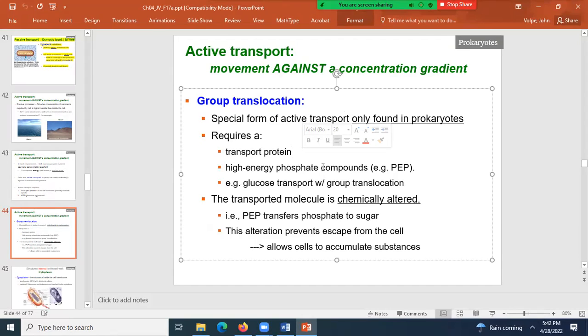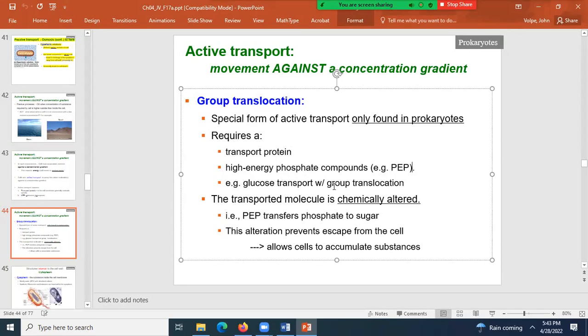concentration gradient, but that energy usually comes from a high energy phosphate compound like PEP. We're not going to really talk about PEP. It could come from ATP, but it doesn't have to. And if you think about it, ATP is a high energy phosphate compound, okay? And this is one way that prokaryotic cells can transport glucose into the cell. They can transport glucose with group translocation.